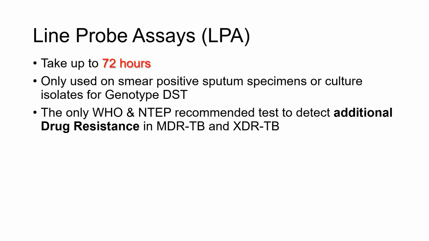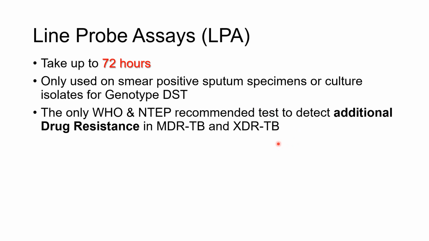Now coming to line probe assay, this test can take up to 72 hours. This is only used in smear positive sputum specimens or culture isolates for genotype drug sensitivity testing. That means if we have sent a sputum sample for smear testing and that comes positive for acid fast bacilli, in that case we have to take that sample and test with line probe assay for genotype drug sensitivity testing. This is the only WHO and NTEP recommended test to detect additional drug resistance in case of multi-drug resistant TB and extensively drug resistant TB.